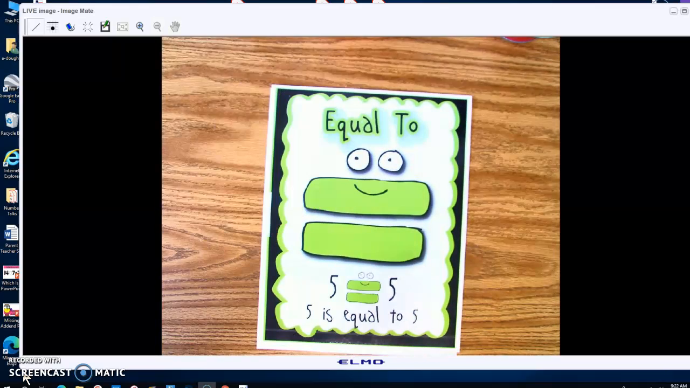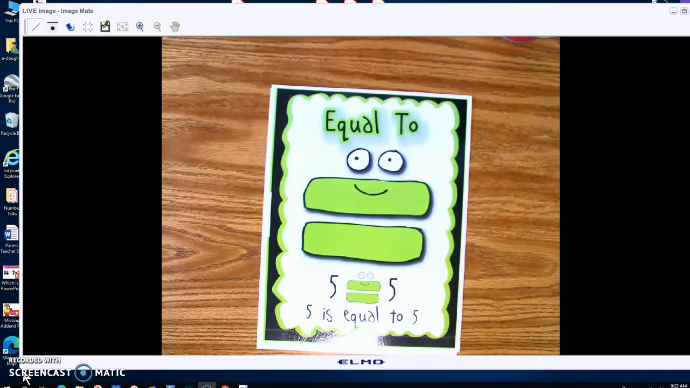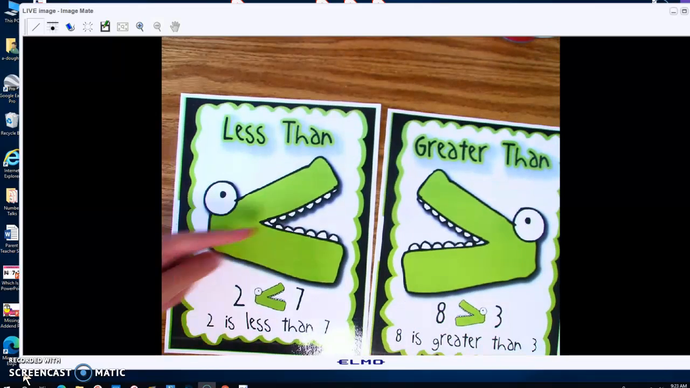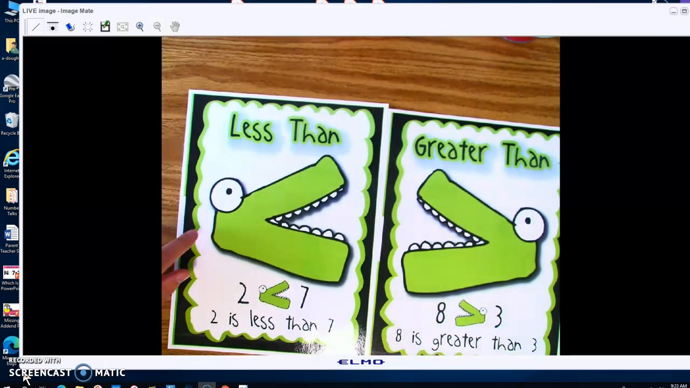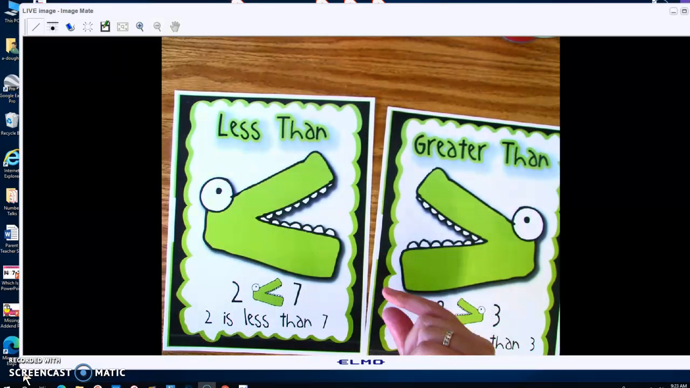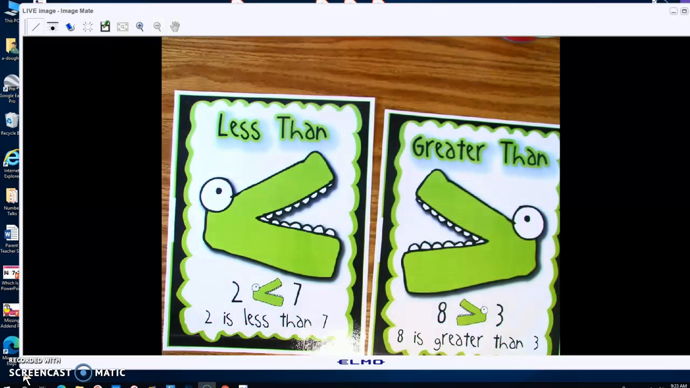So we're going to have these up on our math wall over there when I take your mathematicians down. These are going to be up on our math walls to help you remember all year long how to say greater than or less than. So you know if the alligator is going this way and the small number is over here, it's less than. If the alligator is eating the first number, then it's greater than. Okay? So we're going to work on that.